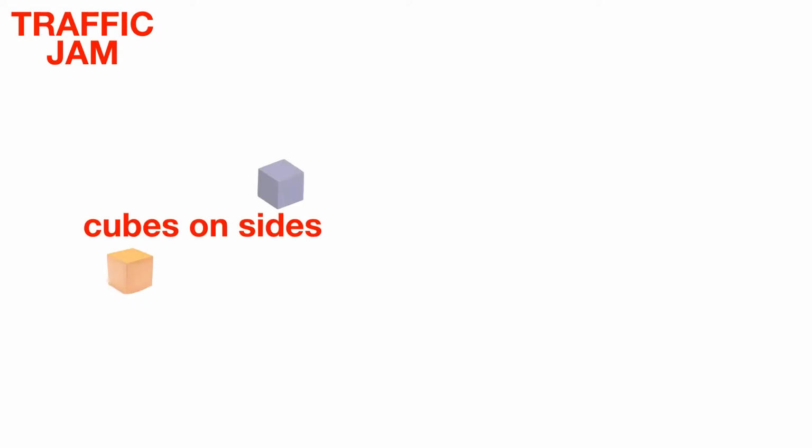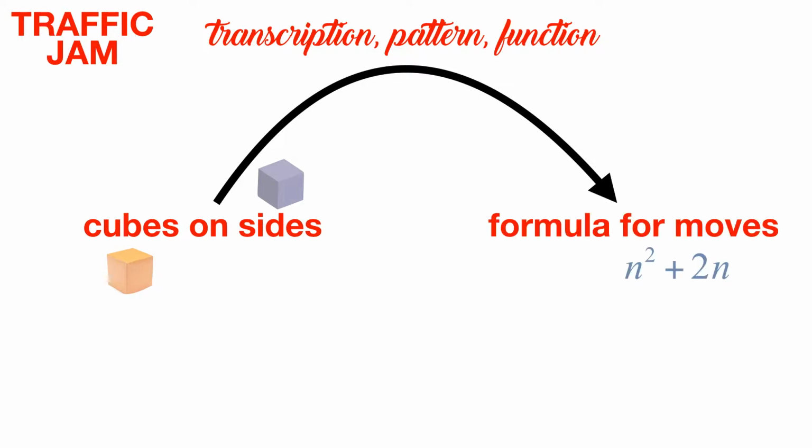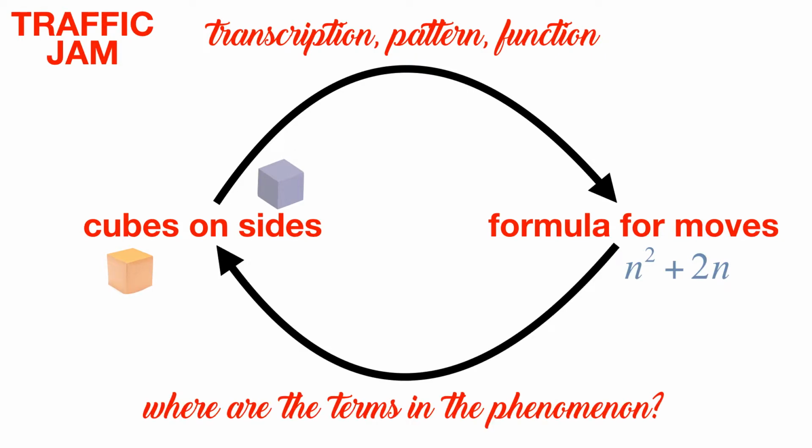Recall that we started by playing the traffic jam game of switching cubes on sides. After several rounds of transcribing slides and jumps, we looked for patterns and tried to determine a function. This led to an abstraction of a formula so that, given the number of people on a side, we could calculate the number of moves it takes to switch locations. Then we looked back to the game to figure out where the n squared and the 2n were embedded.